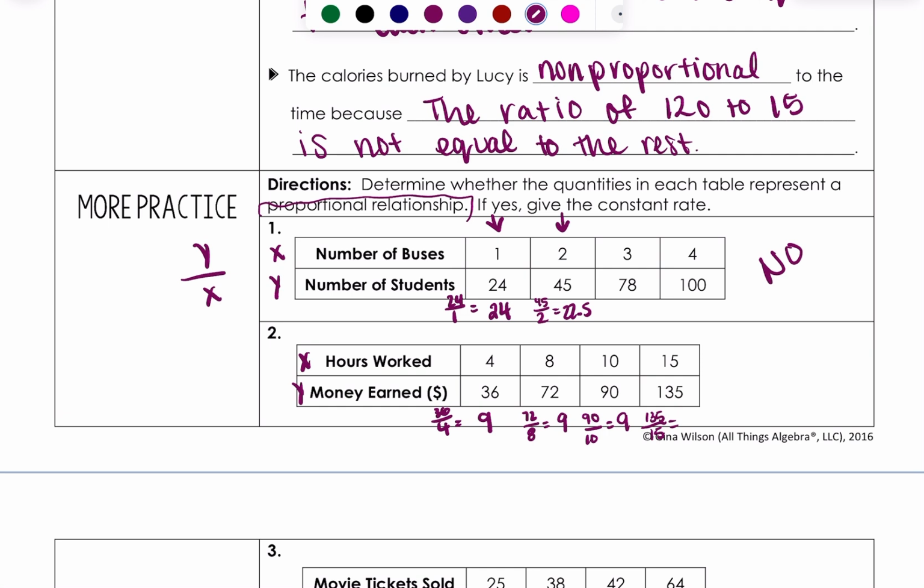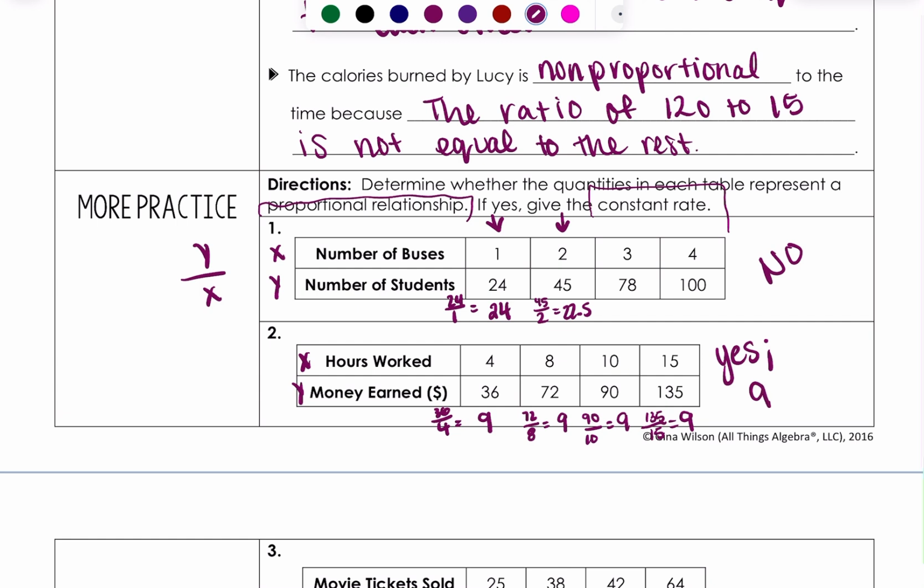135 divided by 15 does equal 9. Therefore, this is a proportional relationship. So I have yes. Now, it does want us to give the constant rate here, which is just our unit rate. So I'm going to give the answer. Our unit rate here is 9.